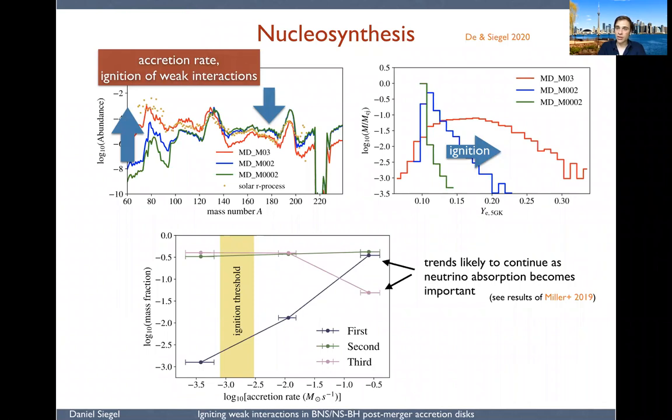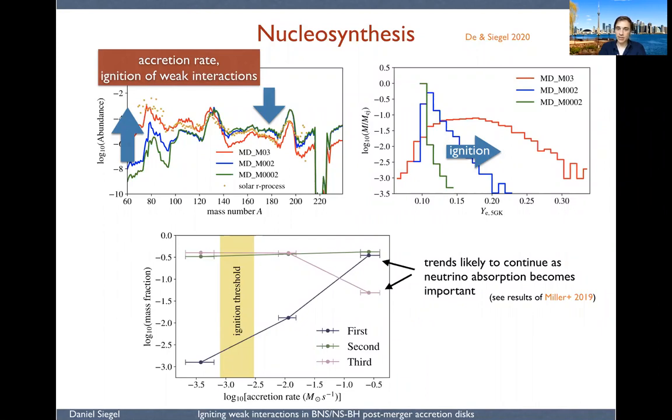Close to the ignition threshold, you see already quite some modification. Things have already gotten more blue. And then as you go clearly above the ignition threshold, you get this wide distribution of YE that we've seen before, and that has also been found by other people, obviously.